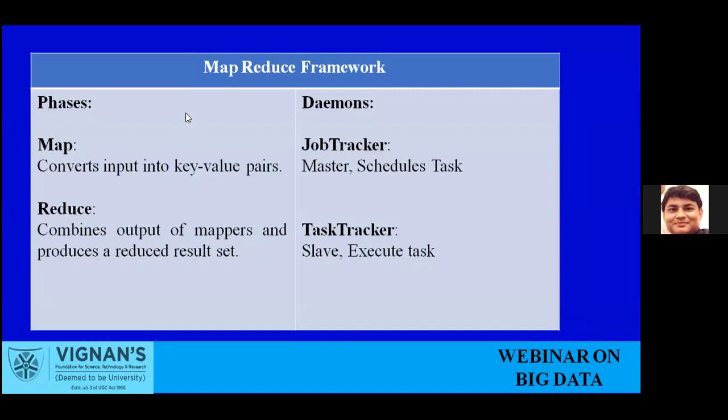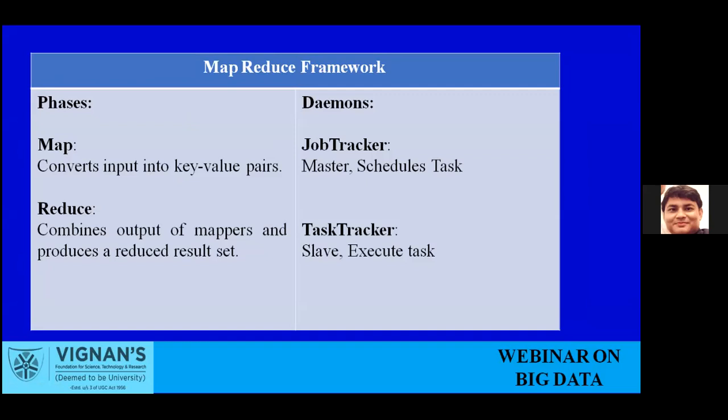So here what happens, you have these daemons, job tracker and task tracker, and mappers generally use key value pairs, right? Because whatever inputs we give to the mappers will be accepted as key value pairs. And how are we going to convert them to key value pairs? For that, we are going to use the record reader.